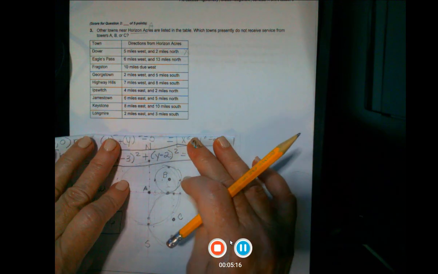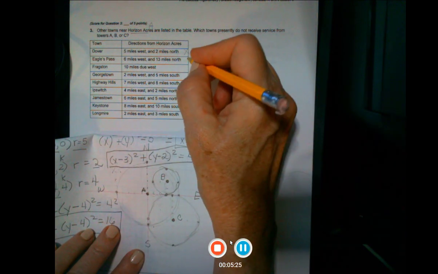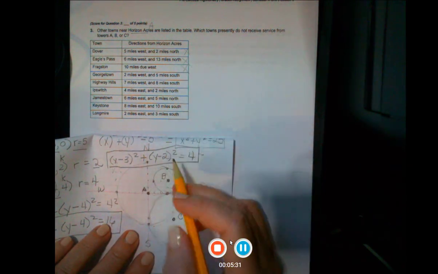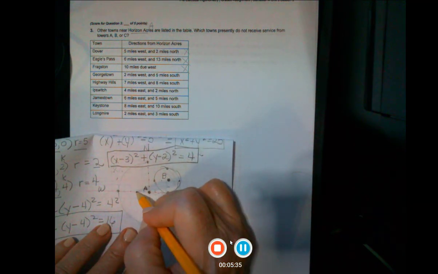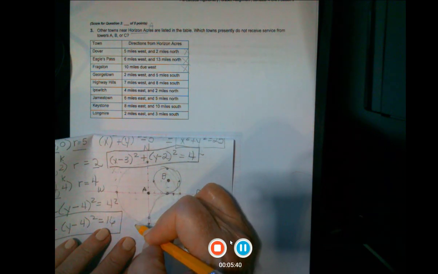All right, so Eagles Pass is 6 miles west and 13 miles north. Start here, 6 miles west, 13 miles north. It's going to be way off. Braxton is 10 miles due west. Again, that's way off. Georgetown is 2 miles west and 5 miles south. 1, 2, 3, 4, 5. I had so much hope for you.